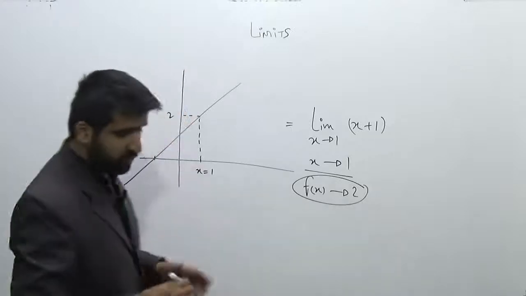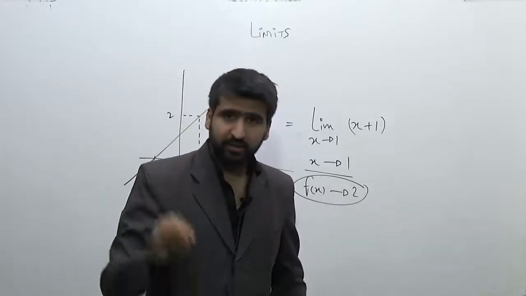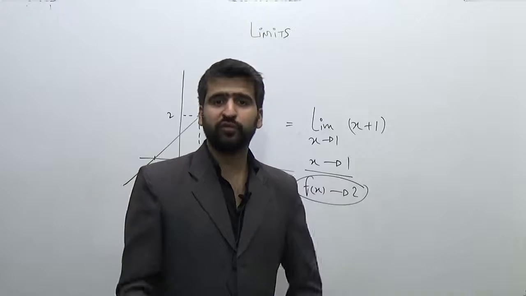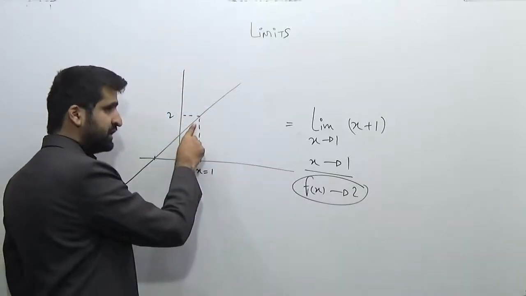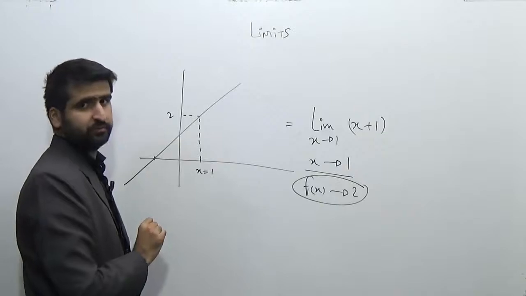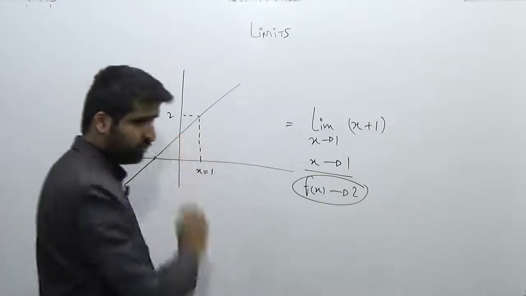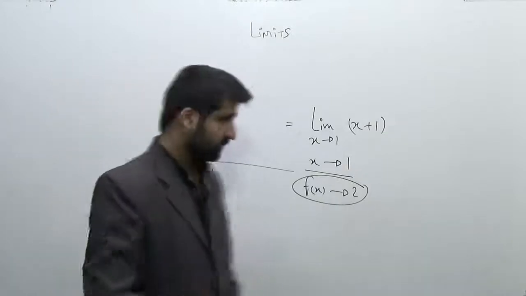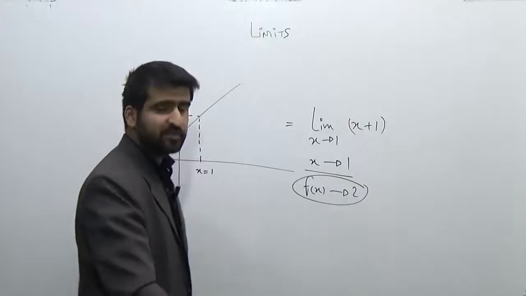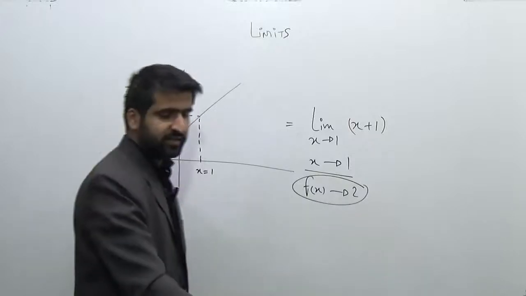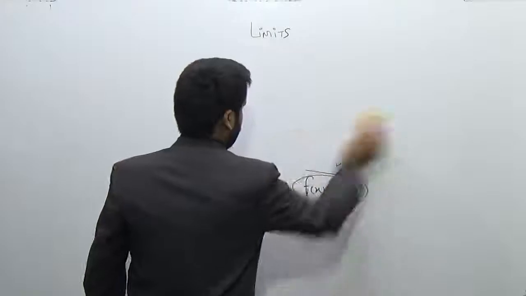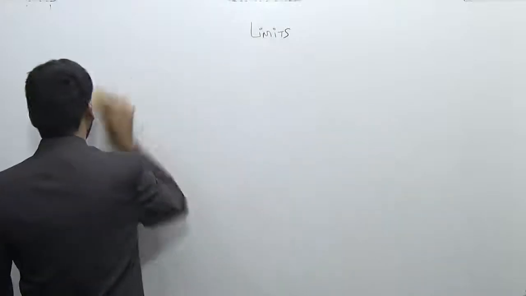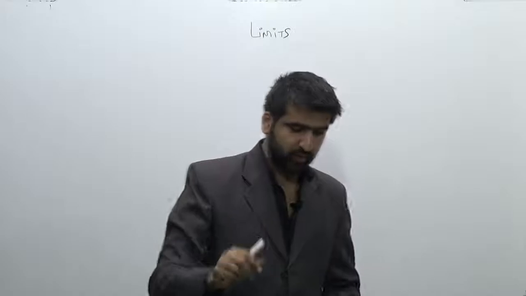But guys, will it always happen that the limit of the function is equal to the value of the function? In this case, we are saying that the limit of this function is equal to the value of the function. There is no difference between the limit and the value. Both are coming out to be 2. But is this always true? So let's see some exceptions when this is not true. In the cases when this is not true, the term limits come into use.